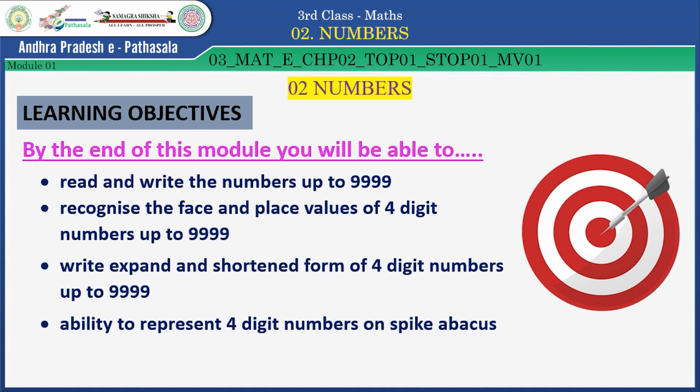By the end of this chapter, you will be able to read and write the numbers up to 9999. Recognize the face and place values of four-digit numbers up to 9999. Write expanded and shortened form of four-digit numbers up to 9999. Ability to represent four-digit numbers on spike abacus. Shall we start the chapter?